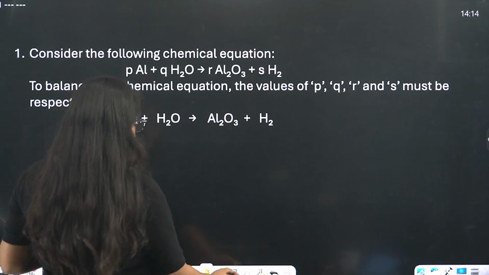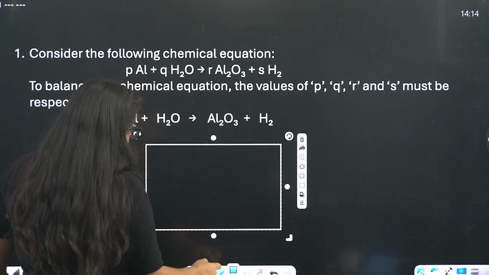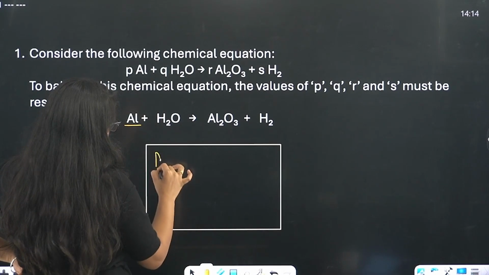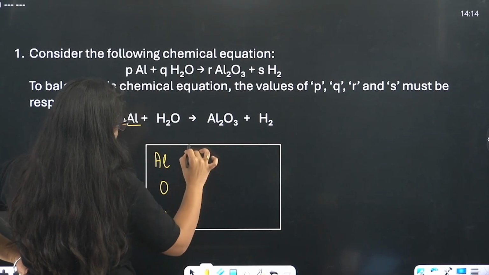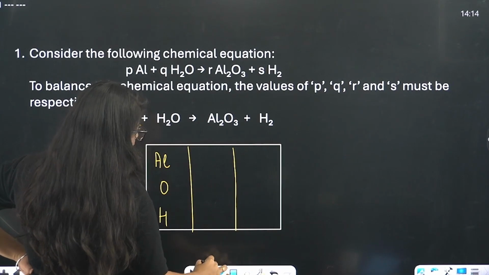Don't look at PQRS. Just balance this particular equation. How will I do this? Okay. So, first, aluminium is a metal. I will write down aluminium. Then I have oxygen. Then I have hydrogen. I don't have a non-metal. That is really great.